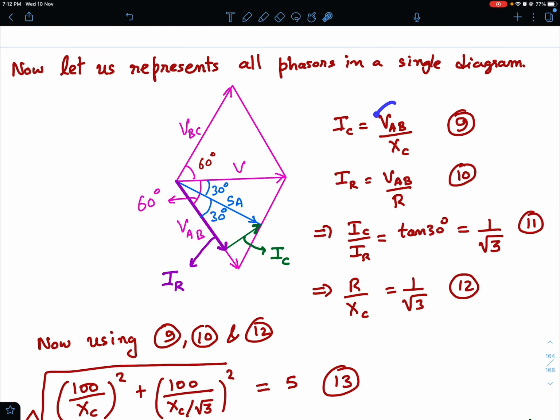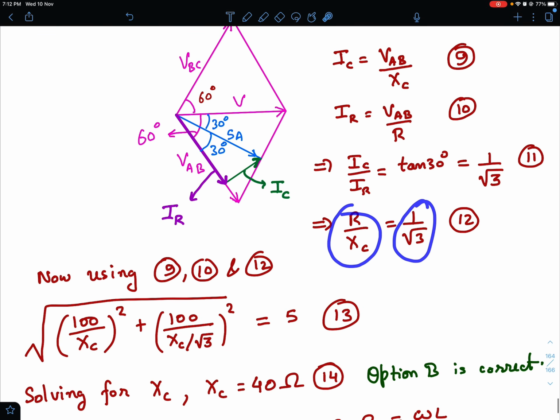And this angle is 30 degrees. So I can say that IC is VAB by XC and IR is VAB by R, and their ratio must be equal to tan 30 degree, okay. So if you divide the two, VAB cancels off and you are left with R upon XC, that is 1 by root 3, okay. Now IC square plus IR square, use Pythagoras theorem. So this square plus this square should be equal to 5 ampere square, right? And I know the relation between R and XC by dividing them. So this is 1 by root 3. So I can write that. So this is 100.